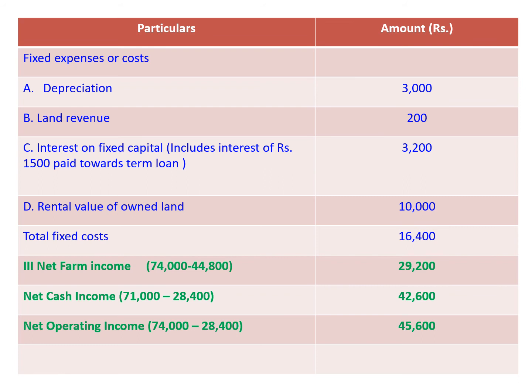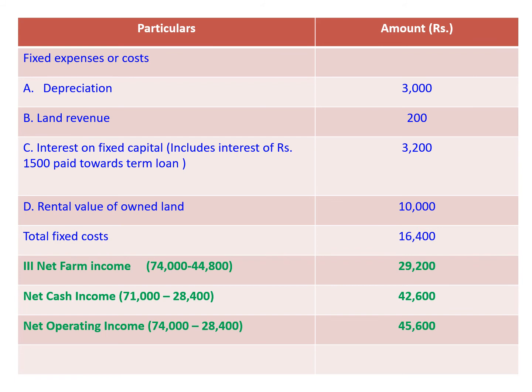So here is our net farm income. The formula for net farm income is gross income minus total expenses. In total expenses we have to consider the total operating cost plus total fixed cost. So our gross income is 74,000 rupees minus the summation of 28,400 plus 16,400, which comes to 44,800. So our net farm income is 29,200 rupees.